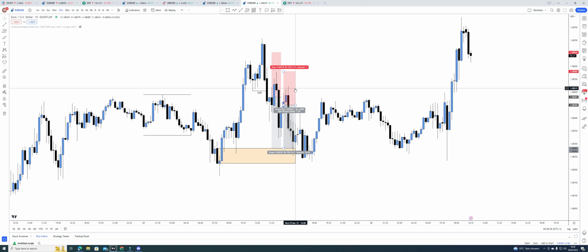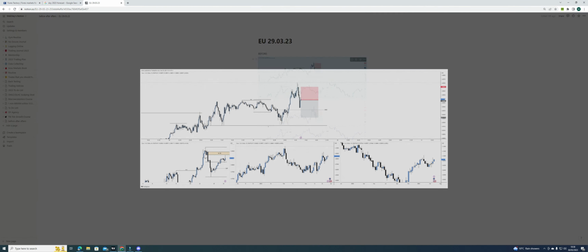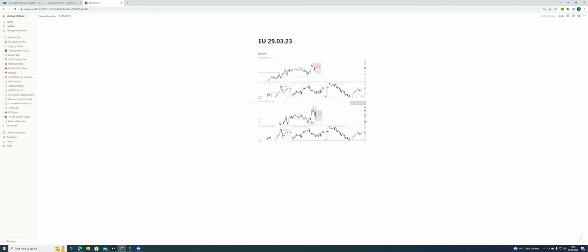I want to talk about two trades I took on the Euro US dollar yesterday, on the 29th of March 2023. Here are the befores as well. As you can see, two lovely trades. So without further ado, let's jump straight in.